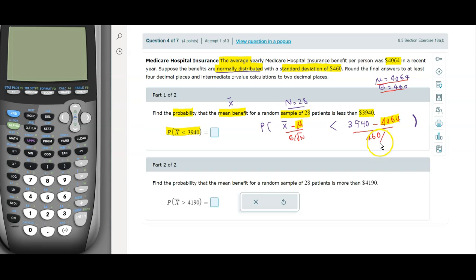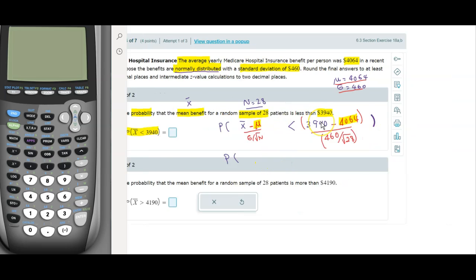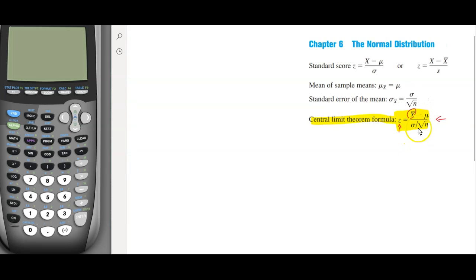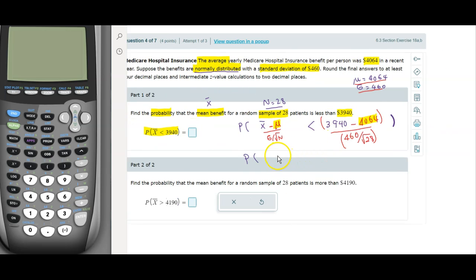And then I divide the sigma by radical n, which is radical 28. Okay, so I'm going to use parentheses. Now, what's going to happen here? This part of the equation is exactly the formula. So instead of writing all this, I'm going to write z instead. So here you're going to be probability of z less, and this I'm going to use the calculator to do it.